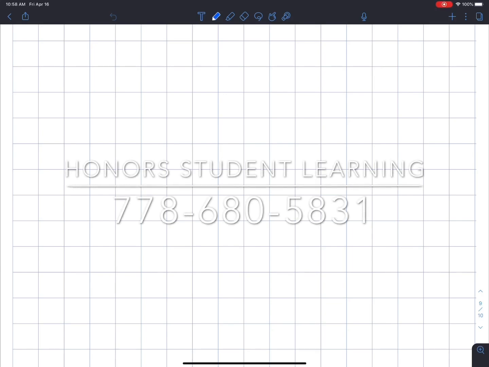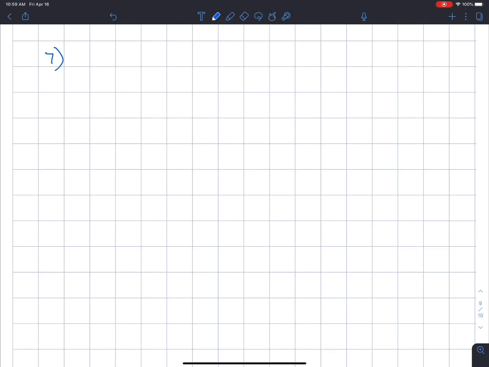Okay, moving on to question 7. So if we have a cube, all the side lengths are going to be the same. So again, just label them as x, x, x. To find the surface area, this will just be the area of one face, which is x times x.